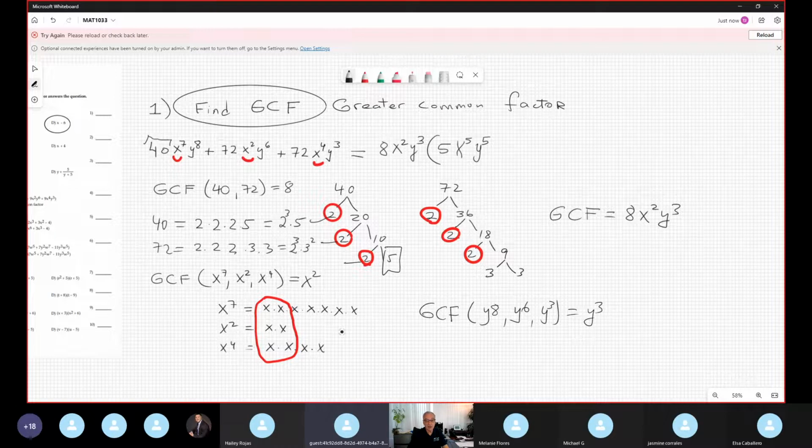You multiply 8 times 5, 40, okay. X to the second power times x to the 5th power is x to the 7th power. And likewise, y to the 3rd power times y to the 5th power is y to the 8. Exactly what we have here.